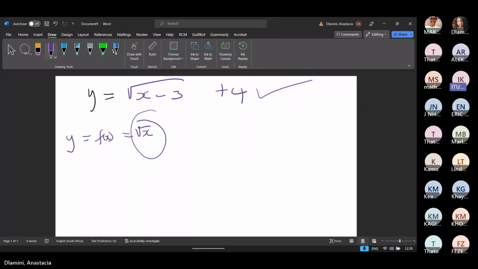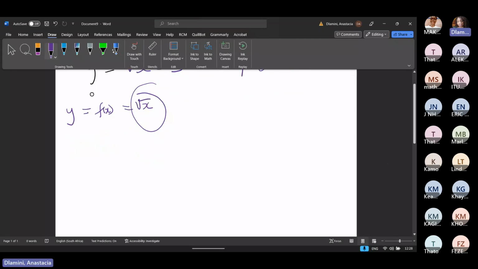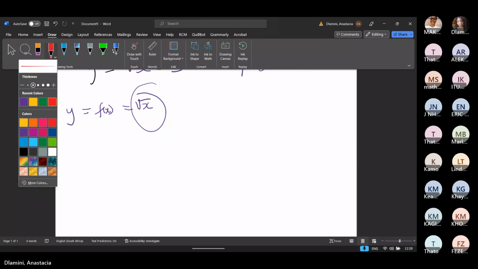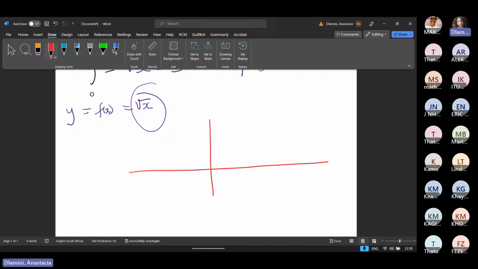The graph was moved 3 units to the right and 4 units up. Do we all agree with her? Yes, ma'am. Thank you. So let's draw the graph. So we have this graph over here, and we know that the parent function is here. So this is the parent function, right?